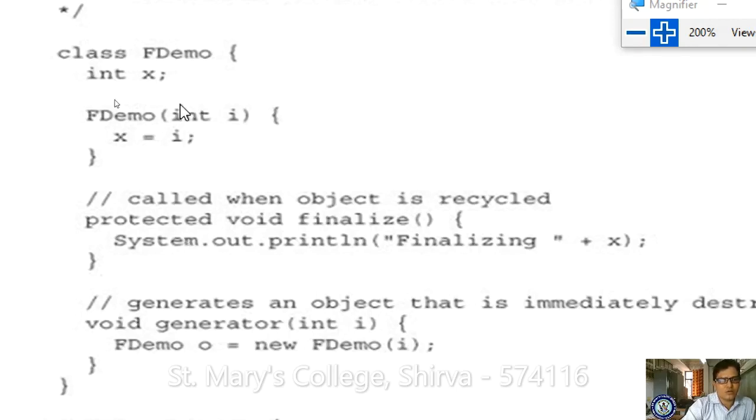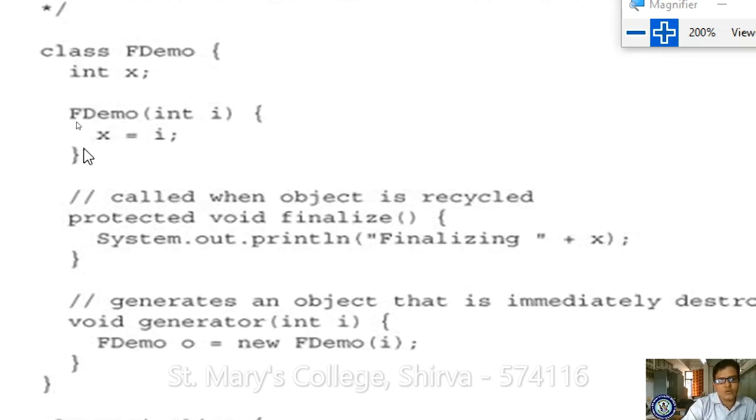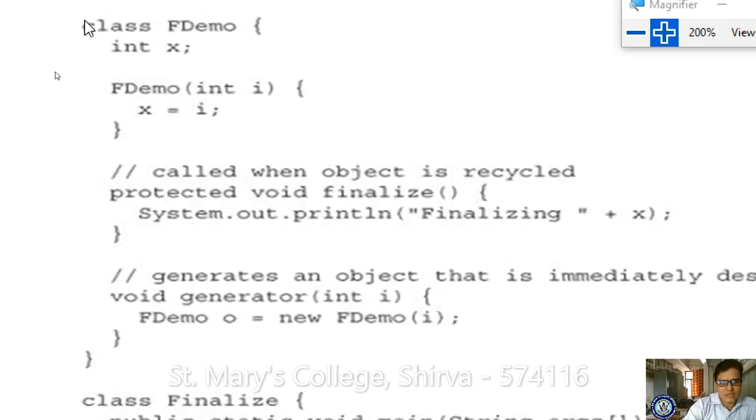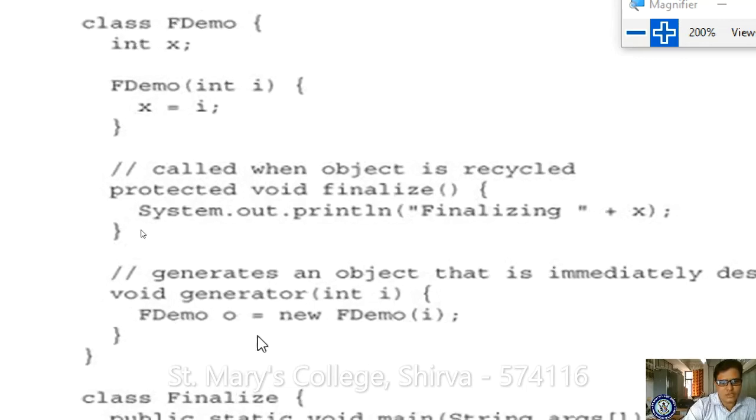What is that method? After the constructor you are defining the destructor, protected void finalize. So System.out.println finalizing plus x. Whatever resources are accessed by this object or this class's objects will be destroyed. Next I'm using one general method for my program, void generator int I. Here the name of the method is generator. I'm using the I.